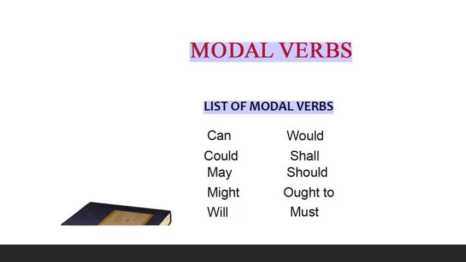Coming to would. Would is used for permission: would you mind if I brought a friend with me? Request: would you mind waiting a moment? Invitation: would you like to play basketball this Friday? So these are the different uses of can, could, may, might, will, and would.